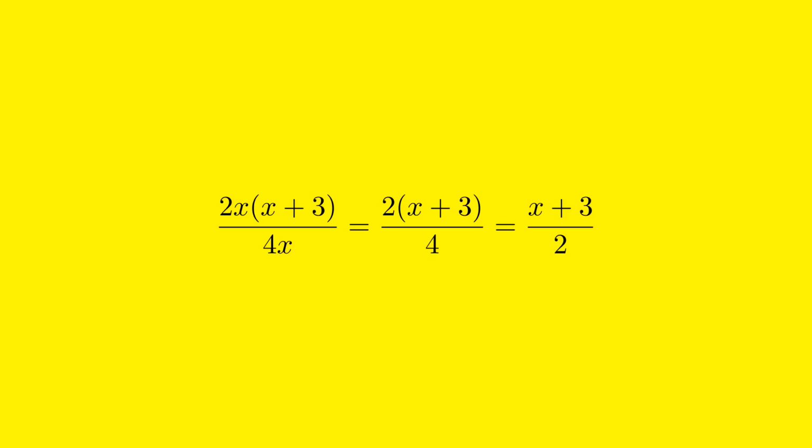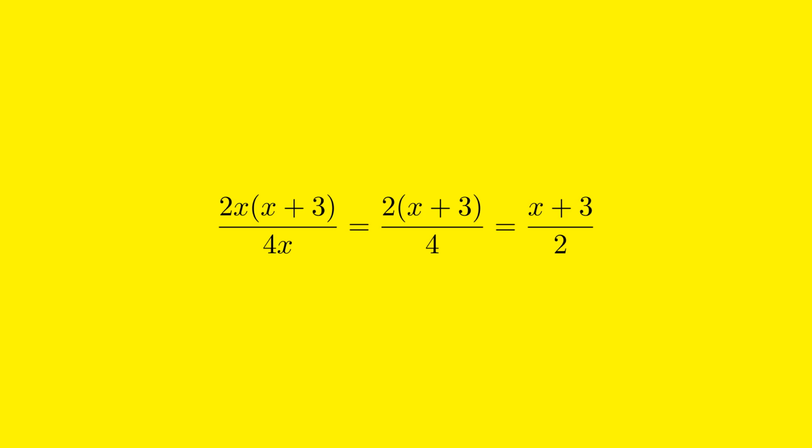Second, observe that the expression now is 2x times (x plus 3) divided by 4x. Notice that the factor 2x in the numerator and the factor 4x in the denominator have common elements that can be simplified. Specifically, both share the factor x in the numerator and the denominator, so we can cancel out the x in the numerator with the x in the denominator. This leaves us with 2 times (x plus 3) divided by 4.